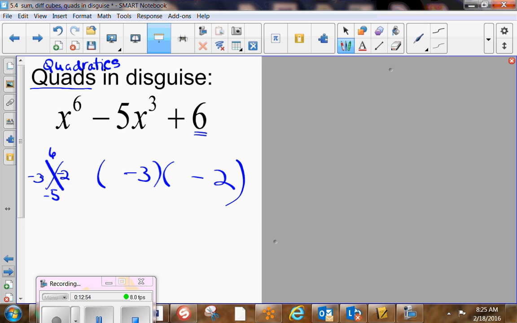So what about the first terms, though? Usually I have an x squared here, so I know I can put x and x. What could I put if it's an x to the 6th? X cubed and x cubed. So if I'm treating it like a quadratic, I'm looking for factors of the last term that add up to the middle term, but it's not a quadratic. It's a quadratic in disguise. Sometimes this is called being in quadratic form.